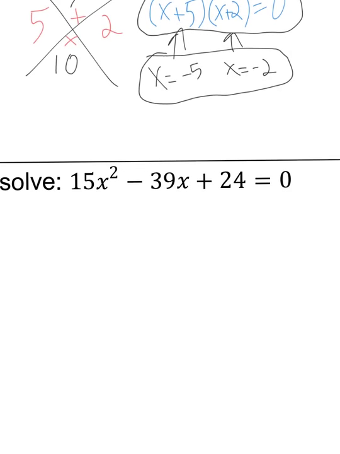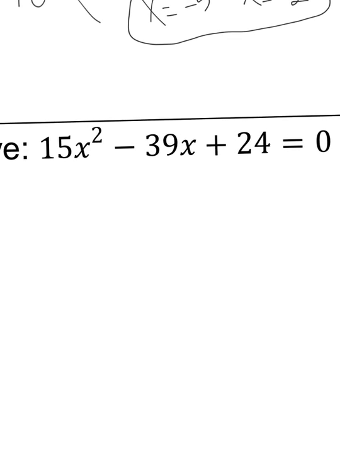Still factoring and solving, only we have much larger numbers. So what I like to do is see if I can identify a greatest common factor. There's something that goes into 15, 39, and 24. So what you want to do is think of the factors of the smallest number, which is 15. And if you want, make a list.